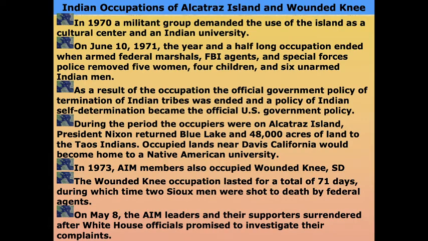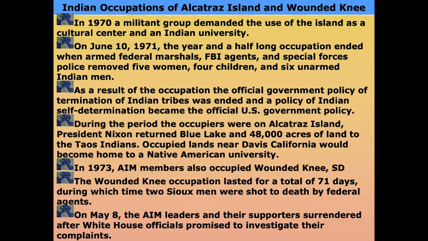So as a result of the occupation, the government policy of termination of Indian tribes is ended, and the policy of self-determination becomes the standard now. So, all right. While they were occupying Alcatraz, Nixon returns Blue Lake and land to the Taos Indians, and lands near Davis University is going to turn into that Native American university that they wanted. So, okay, that's Alcatraz. All right, let's go ahead and talk about Wounded Knee.